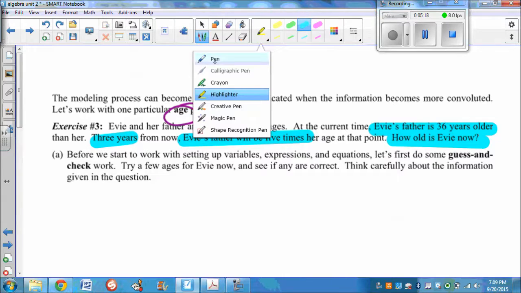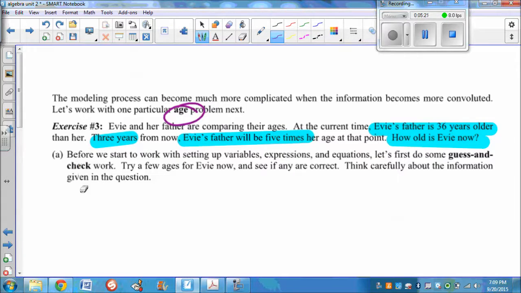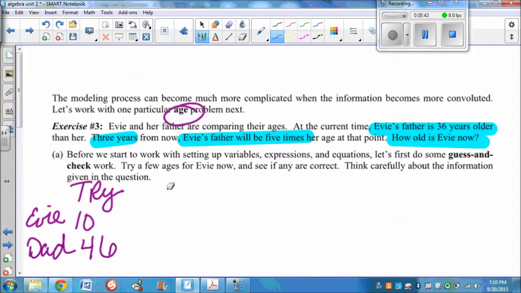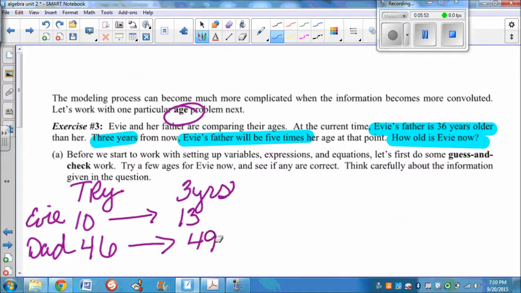So if I say, I don't know, I'm going to try, what if Evie's 10? I'm just picking an age. Okay. So if she's 10, and her dad is 36 years older, so 10 plus 36, her dad would be 46. And now they talk about 3 years from now. So 3 years from now, Evie's going to be 13, and her dad is going to be 49.